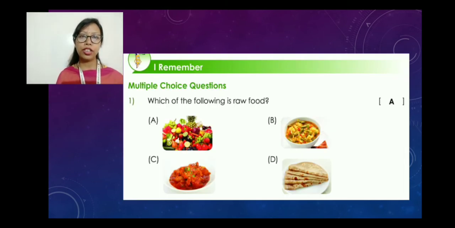The first question is the multiple choice question. Which of the following is raw food? If you look at picture A, these are all vegetables and fruits. Number B is some kind of sabji. Number C is some meat. And number D are roti. These B, C, D are all cooked food. Only number A is uncooked food. That is the raw food. So the correct answer is A.